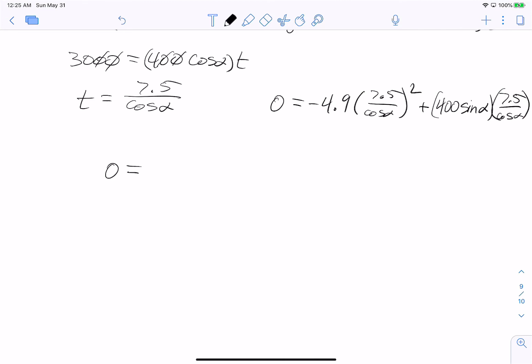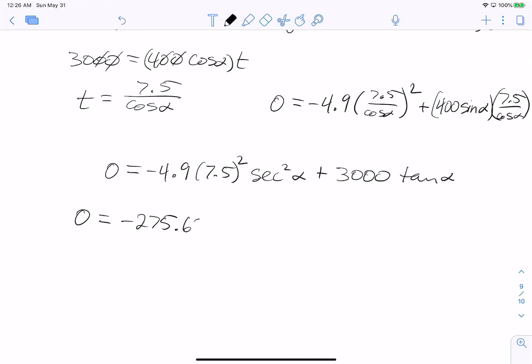So 0 is equal to negative 4.9 times 7.5 squared secant squared of alpha plus 7.5 times 400, that's going to be our 3,000, times the tangent of alpha. Now we have a choice to make with the numerical coefficient here, negative 4.9 times 7.5 squared. I'm just going to go ahead and use the calculator value of that. 0 is equal to negative 275.625.